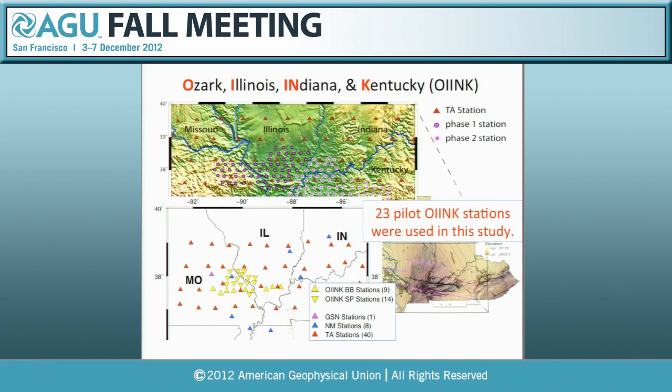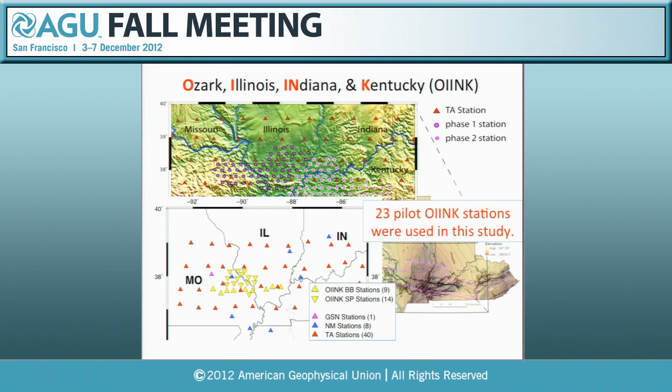We used 23 pilot OIINK stations in this study, and these stations are around the Missouri and Illinois border, which is also a transitional boundary between the Ozark Dome in southeast Missouri and the Illinois basin. We will concentrate on two study regions. One is the New Madrid seismic zone, which is well studied by others, and the other is this transitional boundary between the Ozark Dome and the intracratonic Illinois basin.